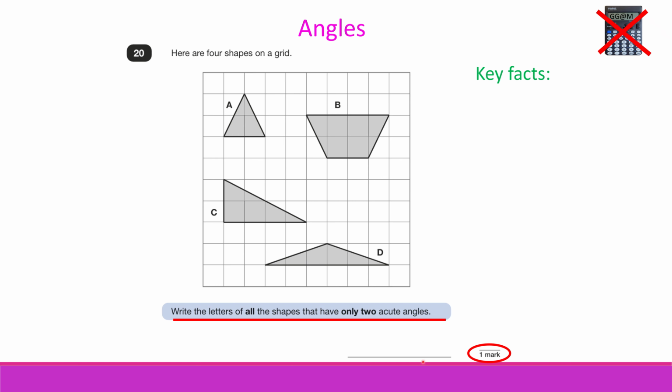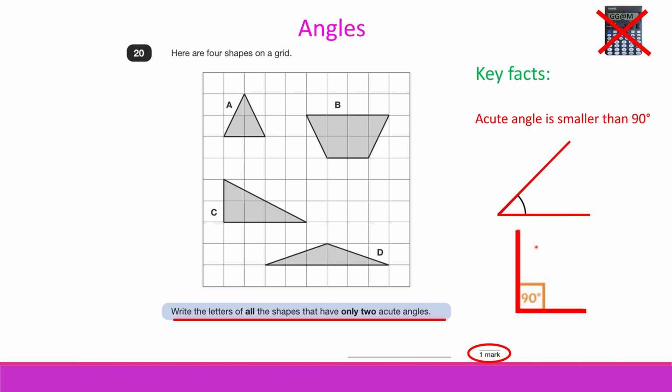So to start with, you need to know your key facts. You need to know what the word acute means. An acute angle is a very small angle, any angle less than 90 degrees. A really small angle that looks like this, if it is less than 90 degrees, it is an acute angle. It could be a very small angle, or it could be up slightly higher. Any angle between 0 and coming up here to 90 is an acute angle.